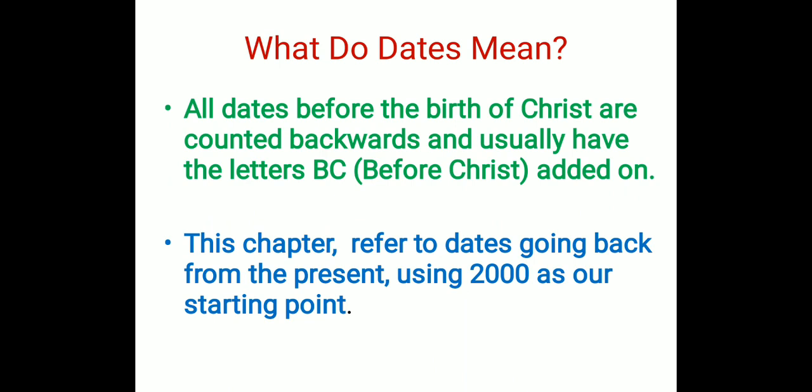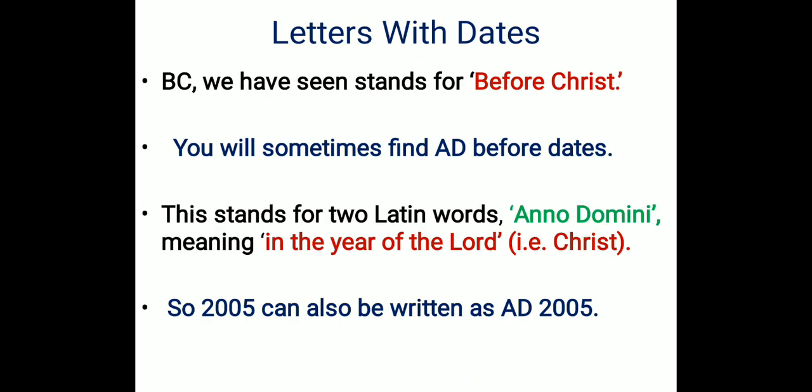This chapter refers to dates going back from the present using 2000 as our starting point. So in this chapter, all the dates are taken going back from the present using 2000 as our starting point. Now, what does this BC stand for? Yes, we should also know what different abbreviations mean. Like BC, we have seen, stands for Before Christ.